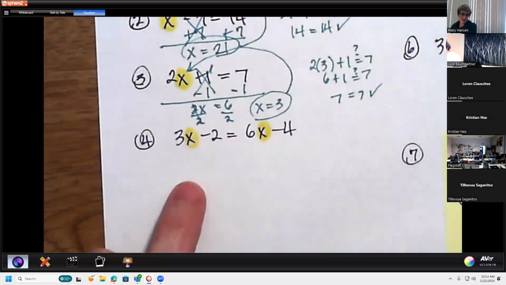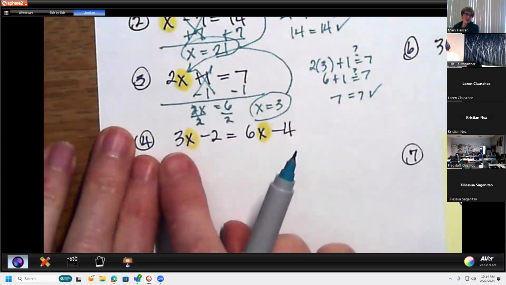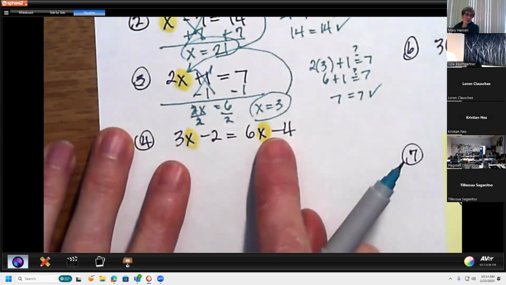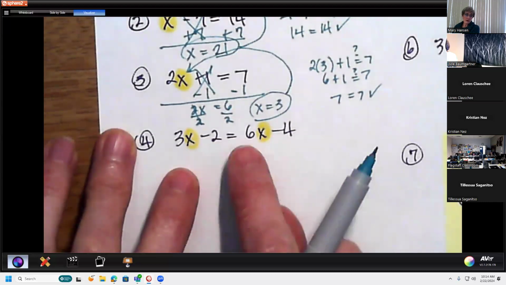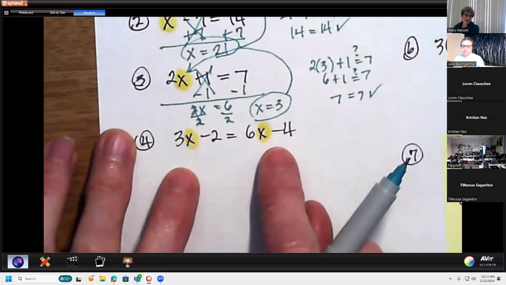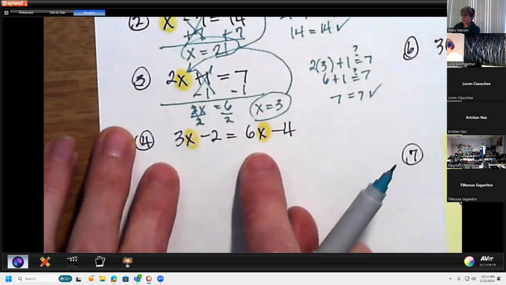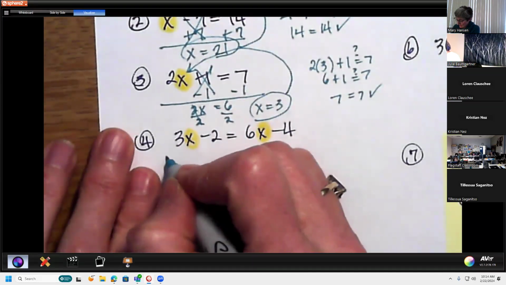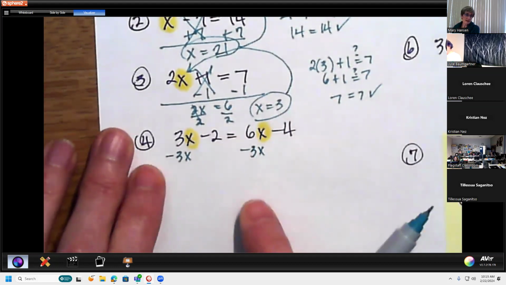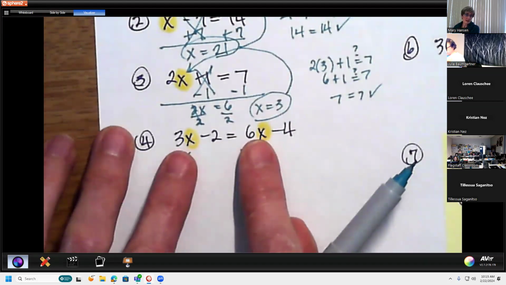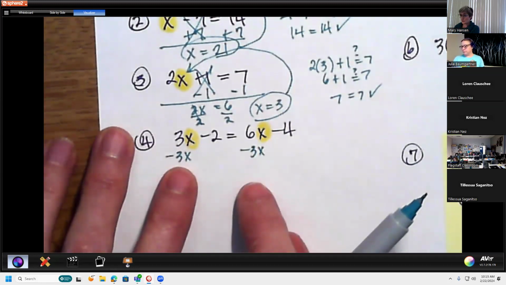until we move something. And so you can either subtract 3x from both sides and get rid of this, or you can subtract 6x from both sides and get rid of that. I'm going to recommend that we subtract 3x. And the reason is if we subtract 6x from both sides, I'm going to get a negative number in front of my x over here.